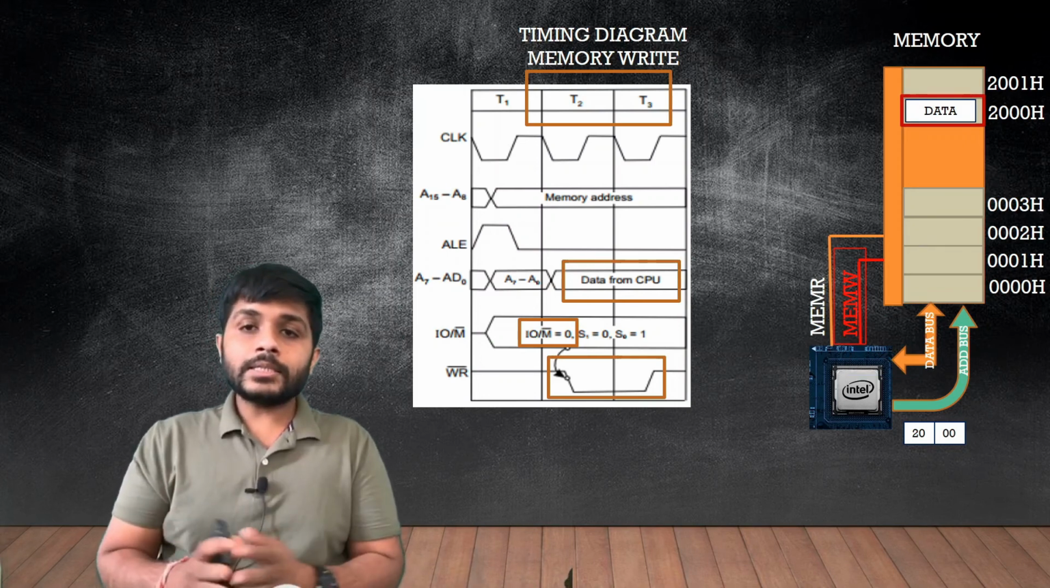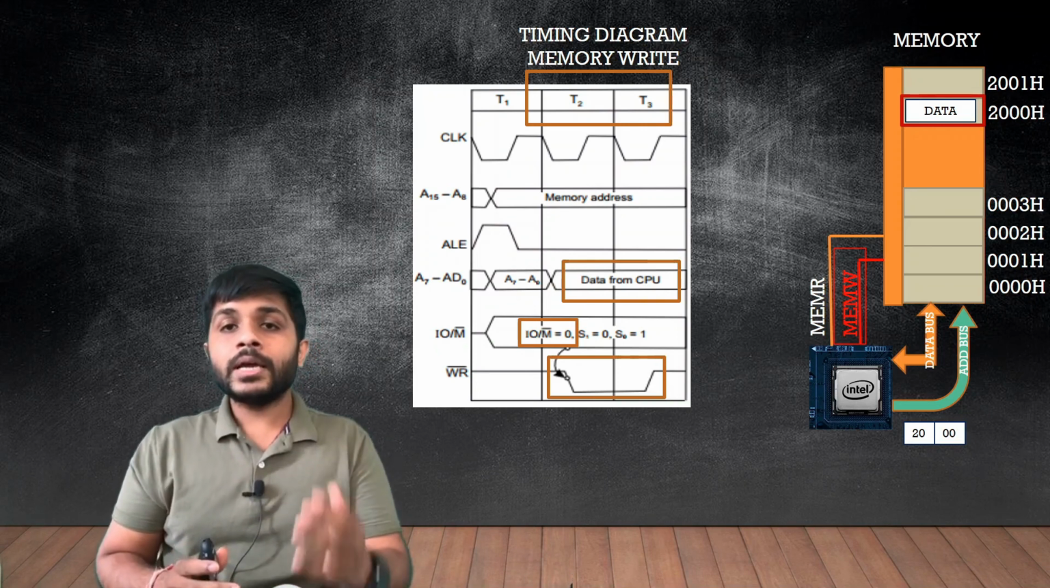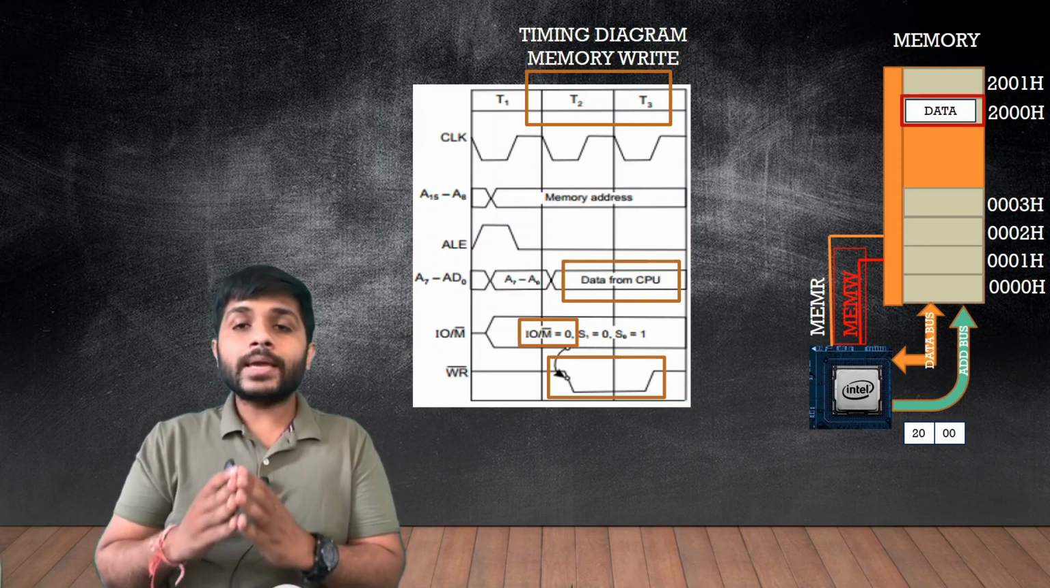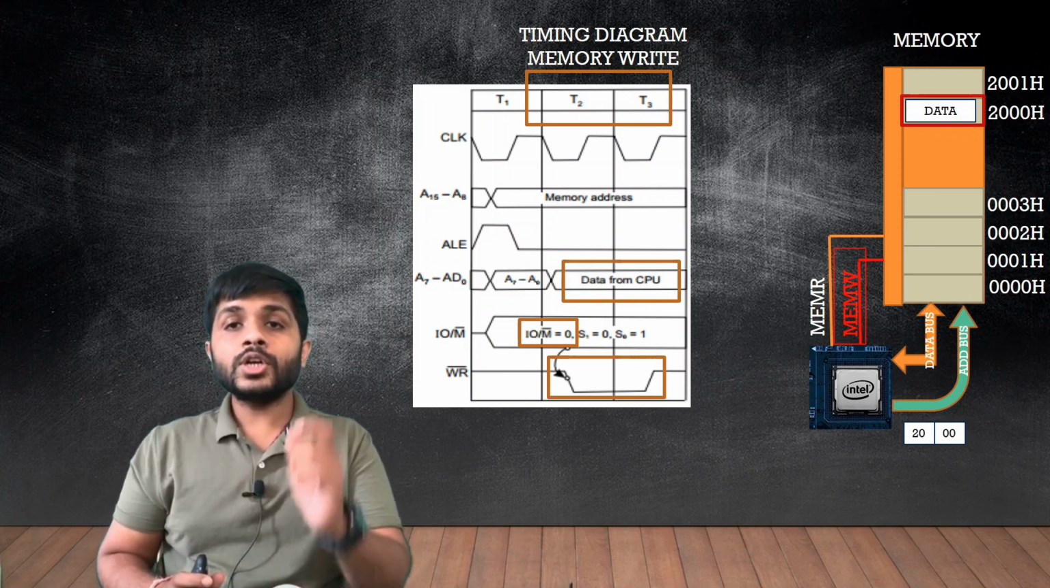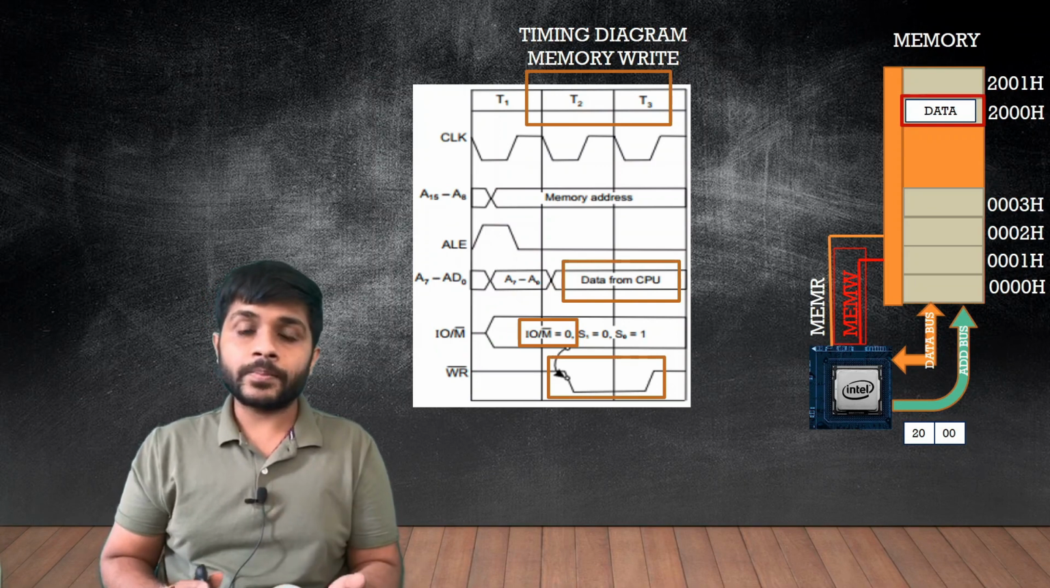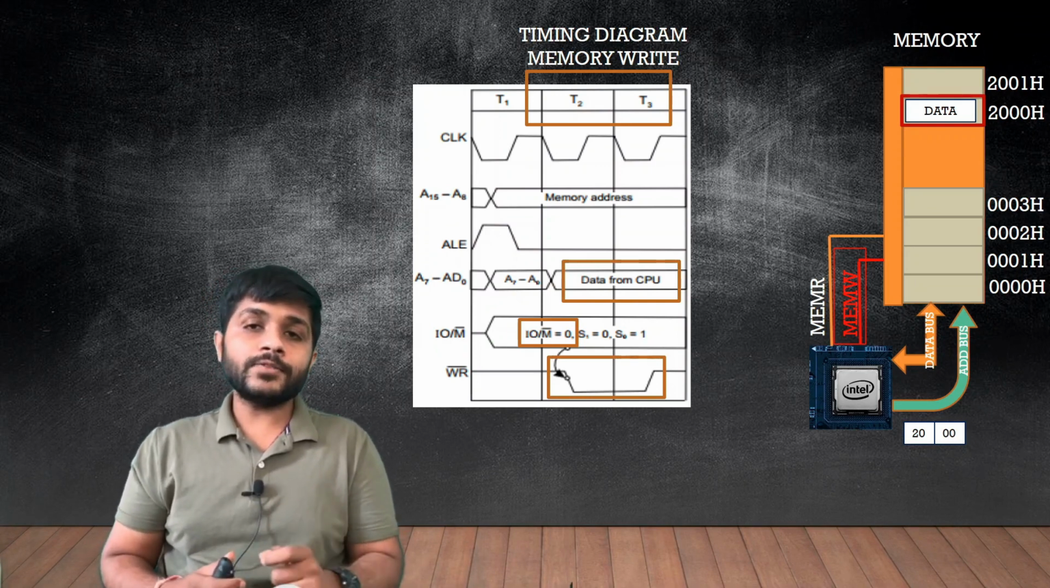So you can clearly understand that using the timing diagram, we can see all the waveforms, and by seeing the waveforms, we can clearly understand what are the steps done by the microprocessor to perform the memory write machine cycle. And I hope this concept is clear to you, and this is it for this session.